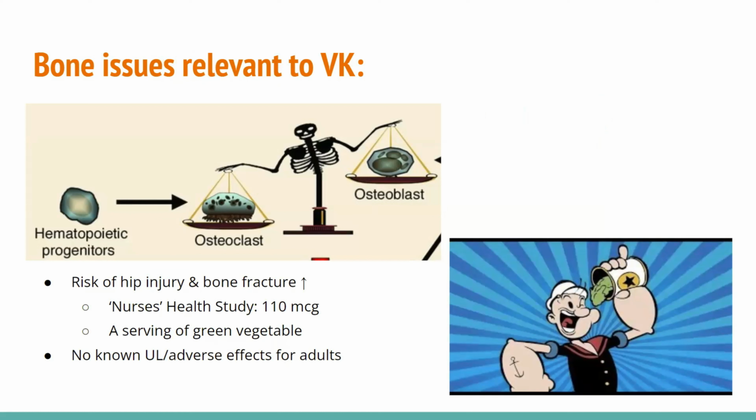One means to form and one means to break down, which is an important balance for bone metabolism in our body. Furthermore, the Nurses' Health Study reports that women who get at least 110 micrograms of vitamin K a day are 30% less likely to break a hip than women who get less than that. Eating a serving of lettuce or other green, leafy vegetables a day will cut the risk of hip fracture in half when compared with eating one serving a week.